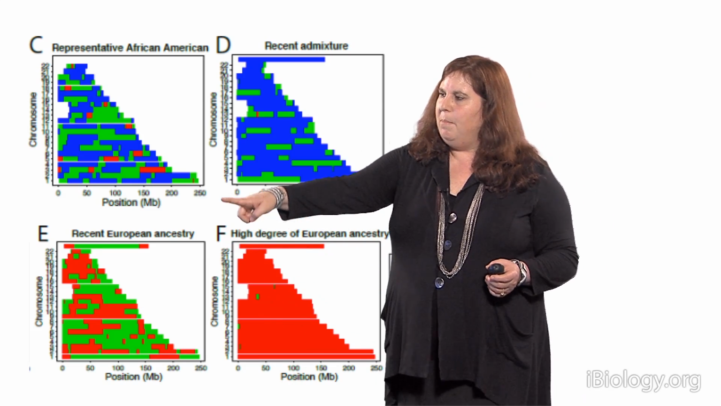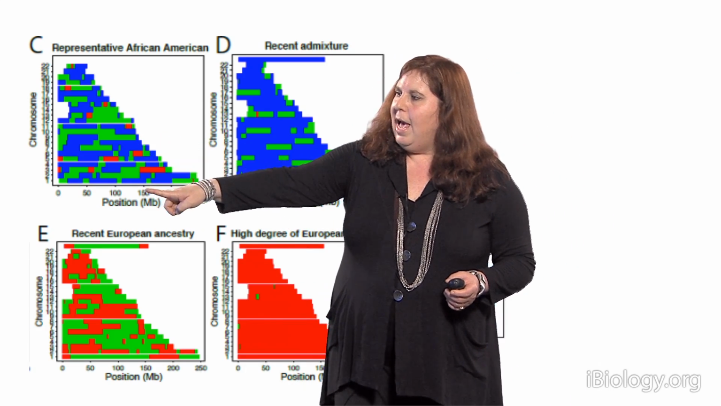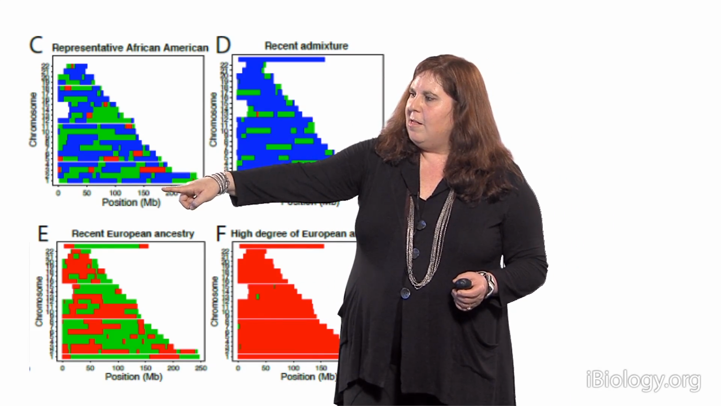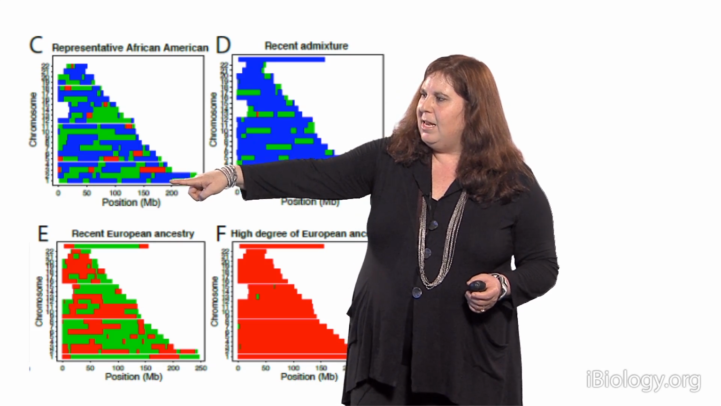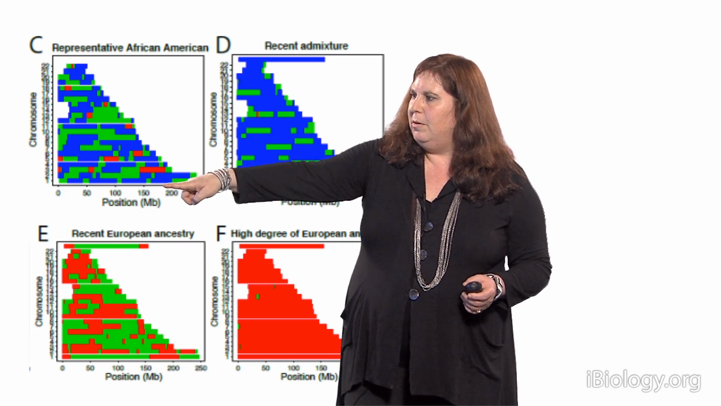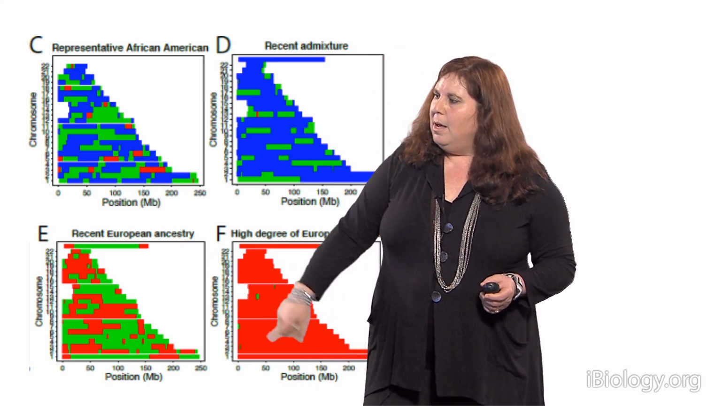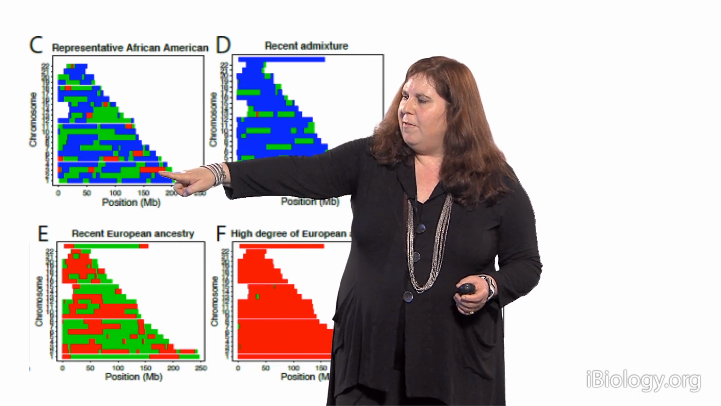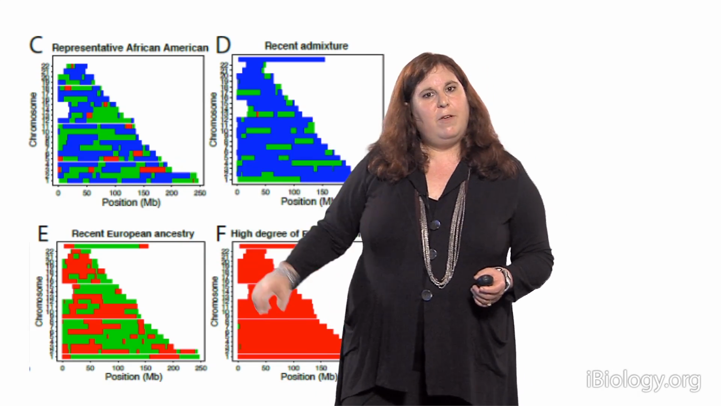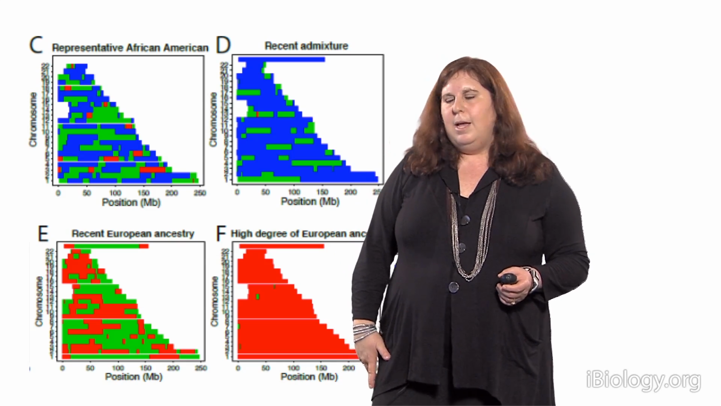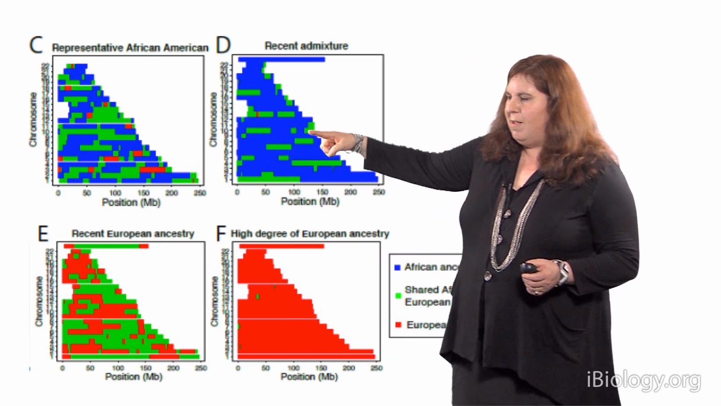And what we see is that most African Americans have a mixture of ancestry. So they tend to have a lot of, not surprisingly, African ancestry shown in blue. There are regions of mixed ancestry shown in green. But also note that there are some regions of the genome which are only of European ancestry. And this differs quite a bit amongst different individuals.